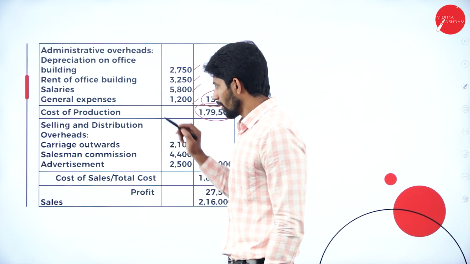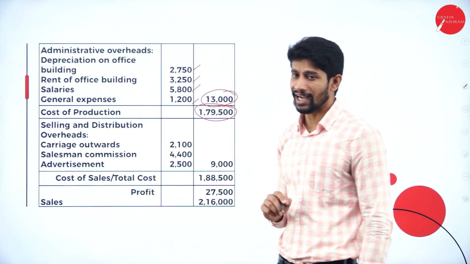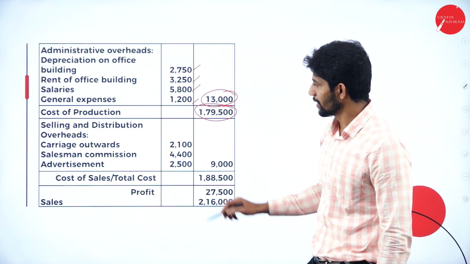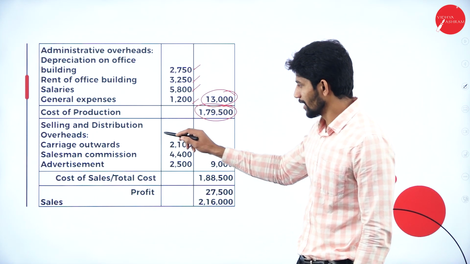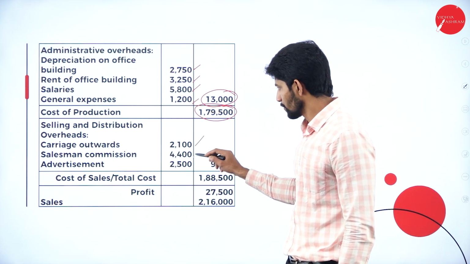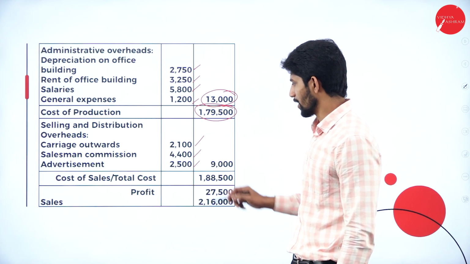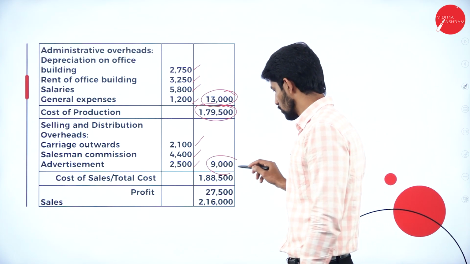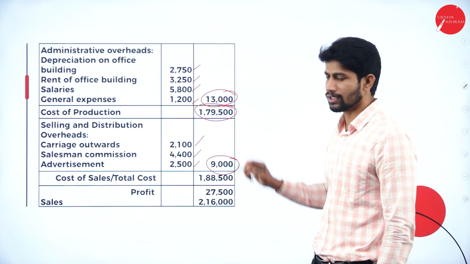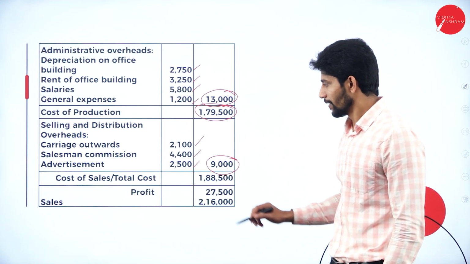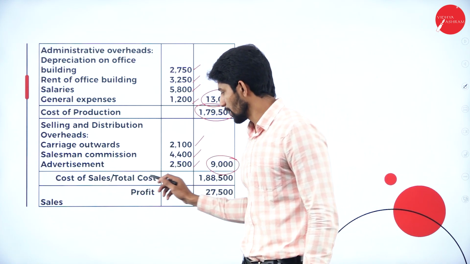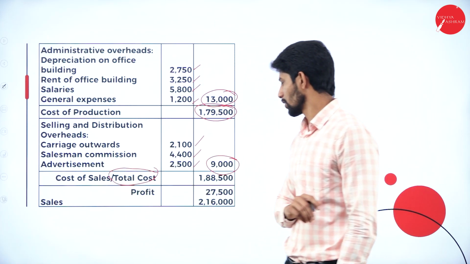Next, for cost of production, add selling and distribution overhead. In that we have 3 items, that is carriage outward, salesman commission and advertisement. So total value comes to 9,000. So add 9,000 with 1,79,500. You will get 1,88,500. This value is called cost of sales or total cost.